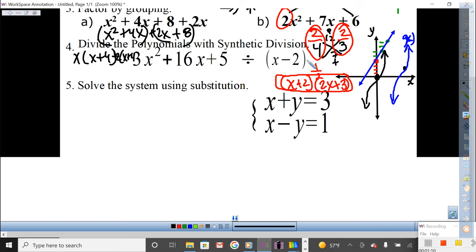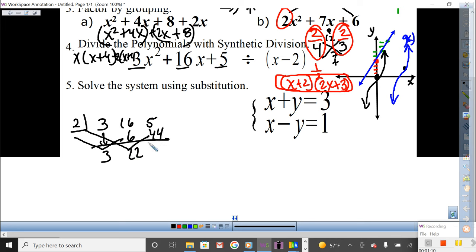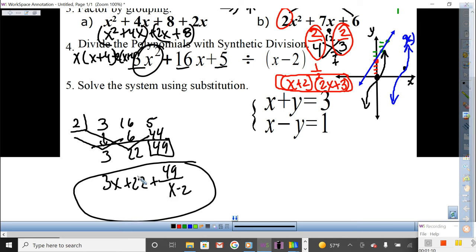Let's go to synthetic division. So this one, if we set it equal to 0, our divisor is going to be 2. Is this in standard form? Yes. Coefficients are 3, 16, and 5. Bring down the 3. 2 times 3 is 6, combine 22. 2 times 22 is 44, combine that's 49. We started with an x squared, that means this is 3x plus 22, and the remainder is 49 over x minus 2. Woo, let's go. So those are good, yeah?